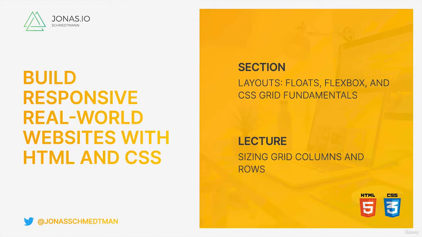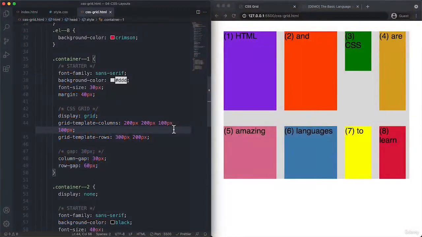Welcome back after that hopefully helpful theory lecture. So now let's keep talking about creating and sizing grid columns and grid rows. So in our very first lecture about CSS grid, we already learned how to create columns and rows like this, right? Now, for me, actually most of the magic of CSS grid comes from a very new unit, which is the FR unit.